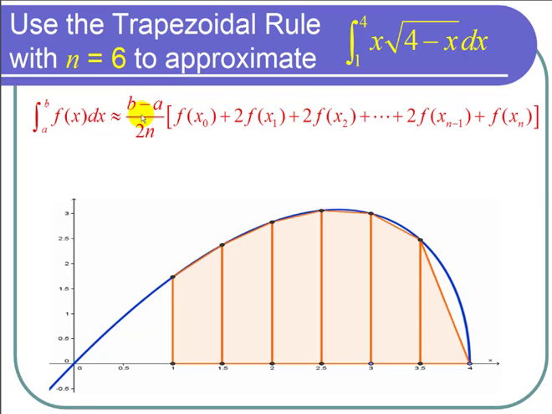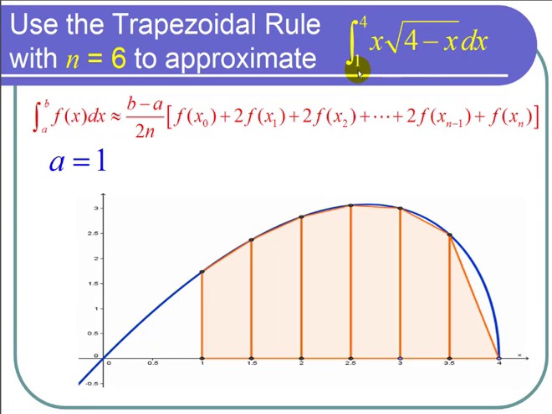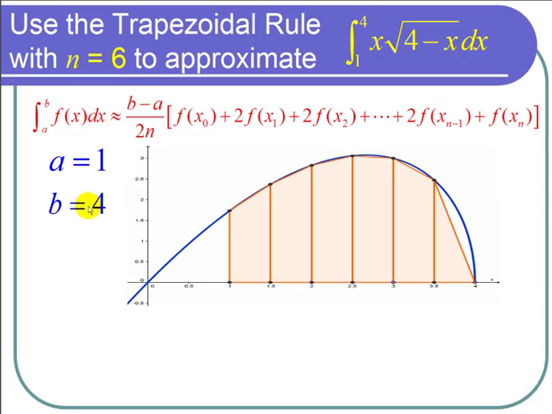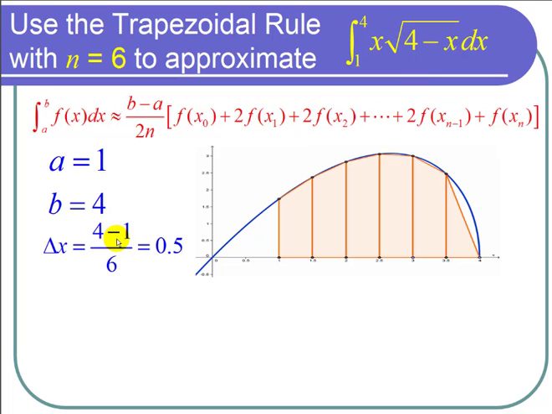So now let's look to see what we've got in terms of our integral. We have that the lower bound is a, which is 1, and the upper limit is b, which is 4. Also notice that if we take b minus a over n, we get 4 minus 1 over 6, and that's a half, and that's why the bases of each of these trapezoids are of length 1/2.